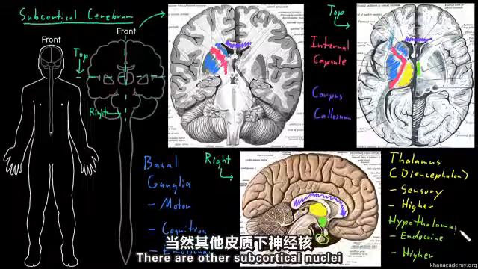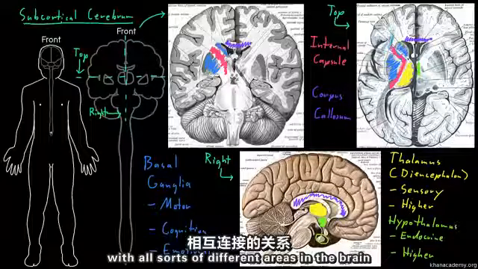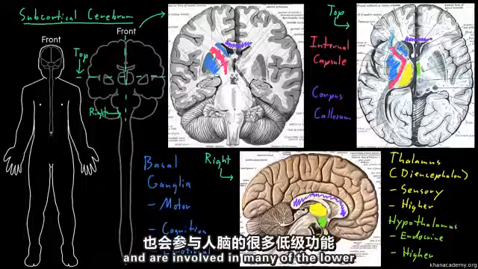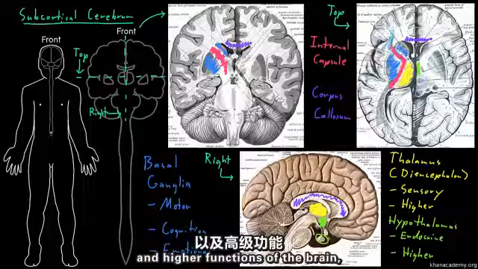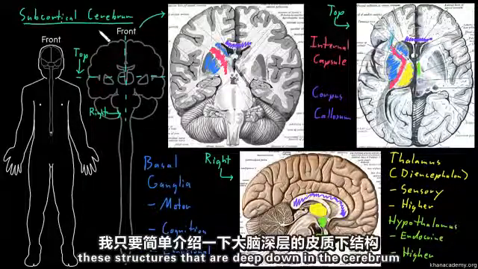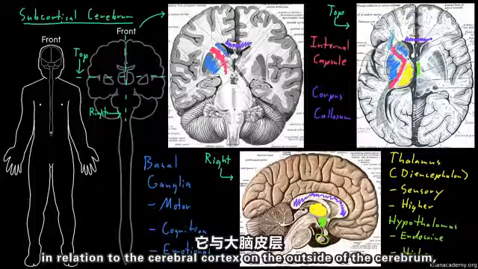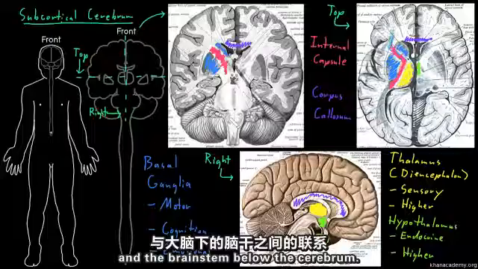And there are other subcortical nuclei that also have extensive interconnections with all sorts of different areas in the brain and are involved in many of the lower and higher functions of the brain. But I'll stop here because I just want to introduce these structures that are deep down in the cerebrum, which we call subcortical, so that you can see where they stand in relation to the cerebral cortex on the outside of the cerebrum and the brainstem below the cerebrum.